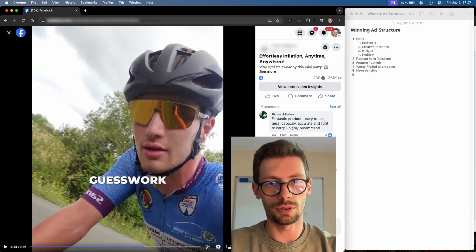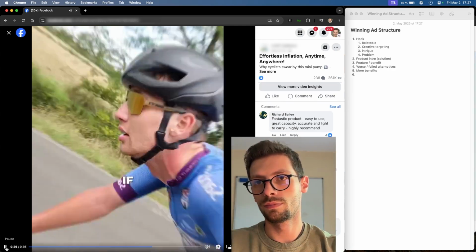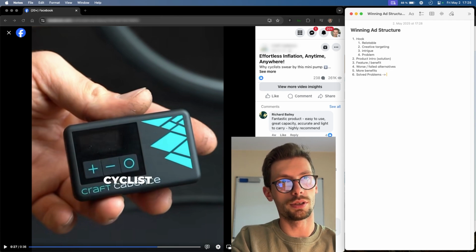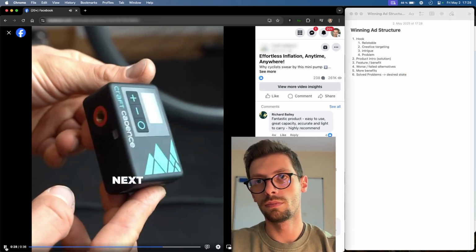It stops automatically at the perfect PSI. And then, no more arm workouts mid-ride. If you're a cyclist, again, solved problems, no more hand workouts and so on. Basically the desired state of someone who wants to buy this and not be bothered by those things anymore. You don't want to leave for your next ride without it.